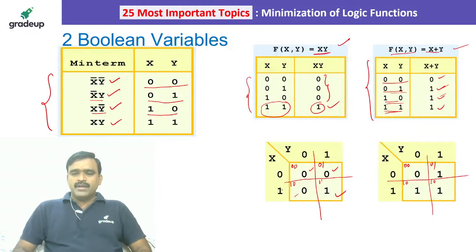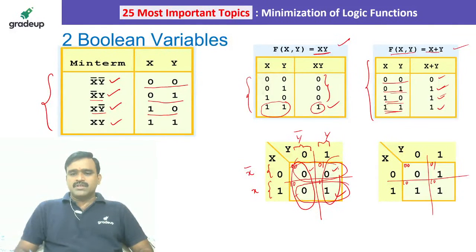So in a 2 variable min term map, if you take this one for example, the last row comes under area x, and the first row comes under area x bar. The first column comes under area y bar, where the y value is 0, and the second column comes under y, where the y value is 1. Similarly here also, with 2 variables, these two come under x bar area, these two come under x area, these two come under y bar area, and these two come under y area.